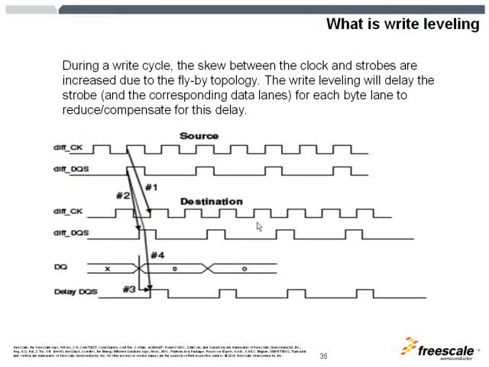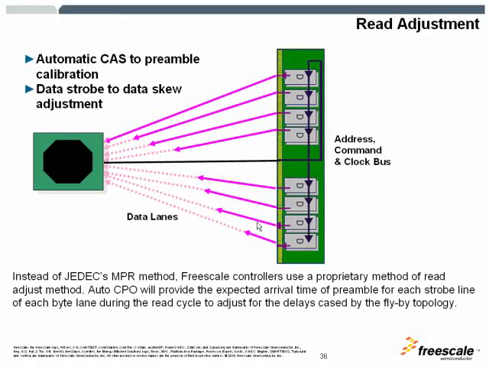Now what we do is a write leveling, whereby we remove or compensate for these delays by changing the timing for each byte lane. Now this delay or skew that is introduced because of the flyby needs to be managed during the read and write. Here you see the read adjustments, or the methods that we use to adjust during the read cycles.